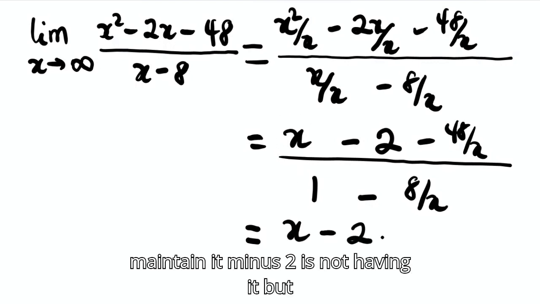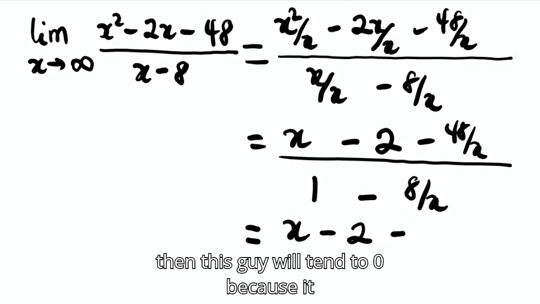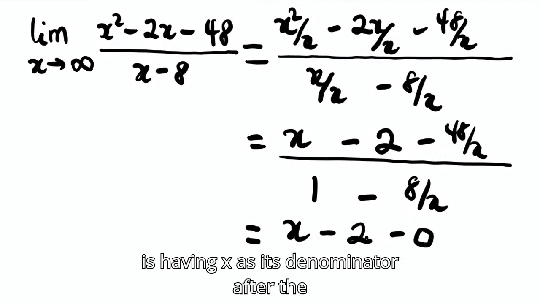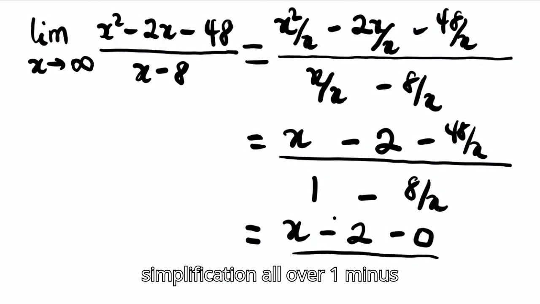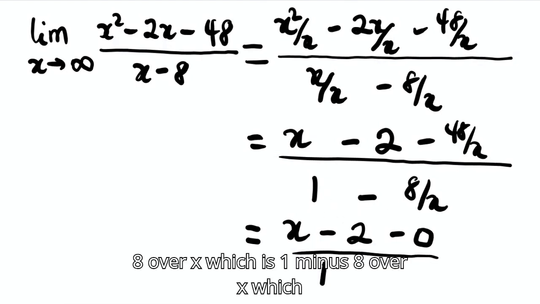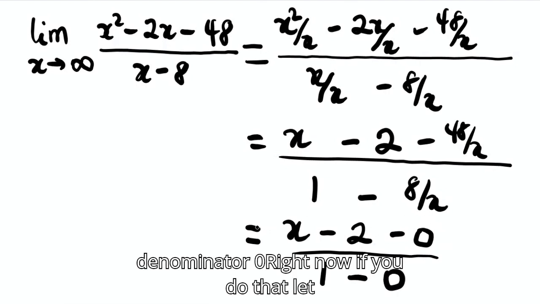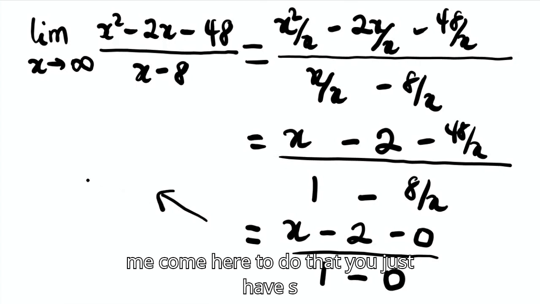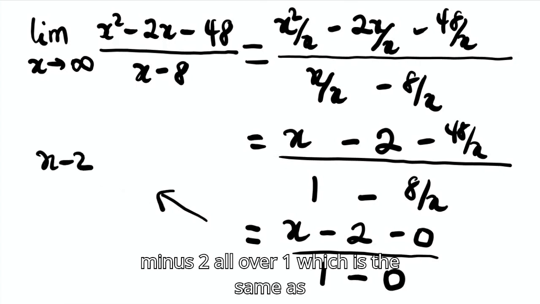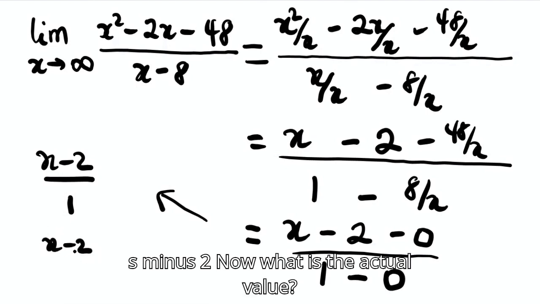Minus 2 is not having it. But then this guy will tend to 0, because it is having x as its denominator after the simplification. All over 1 minus 8 over x, which is 1 minus 0, because this 8 is still having x as denominator. Right? Now, if you do that, you just have x minus 2 all over 1, which is the same as x minus 2.